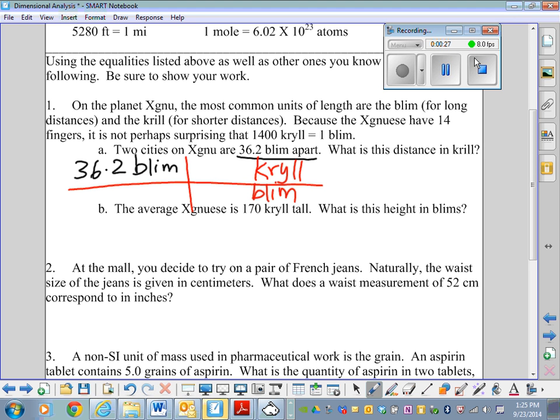Now what's my conversion factor between krill and blim? 1400 krill is 1 blim. Now, please match the number with the unit. Alright? So if I see 1400 with krill, I'm going to write 1400 with krill. Does that make sense? And 1 with blim. Is everybody okay? And then I cancel my like units.